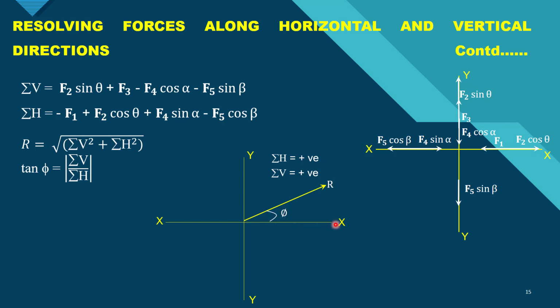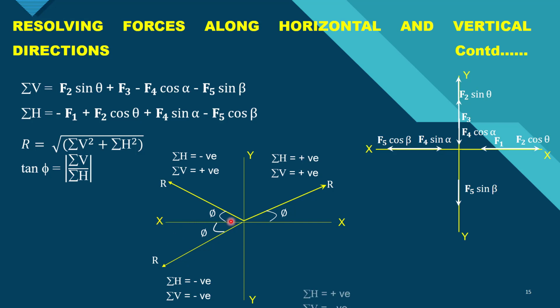the positive x-axis, right? Now if sigma H, horizontal, is negative and vertical is positive, that is, sigma H is negative and sigma V is positive, then the resultant will be in the second quadrant. So there the angle made by the resultant force will be with respect to the negative x-axis. Now, if sigma V and sigma H both are negative, the resultant force will be in the third quadrant and the angle made by the resultant will be with respect to the negative x-axis again. And if sigma H is positive and sigma V is negative, the resultant force will be in the fourth quadrant and phi will be the angle made by the resultant force with the positive x-axis.